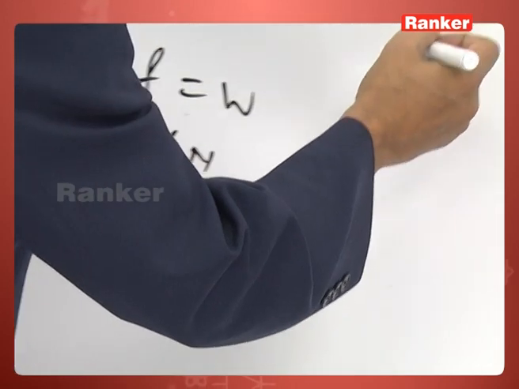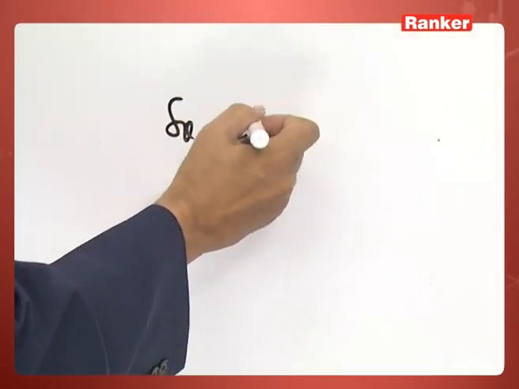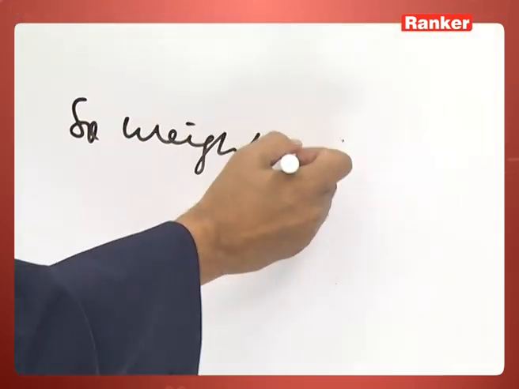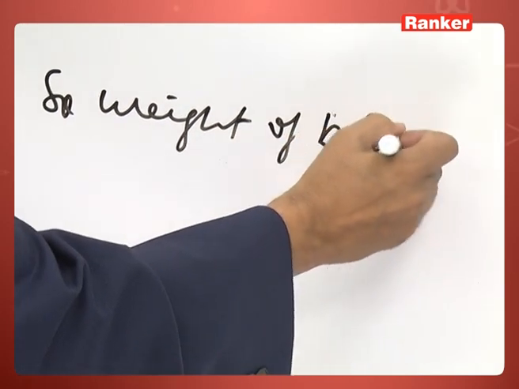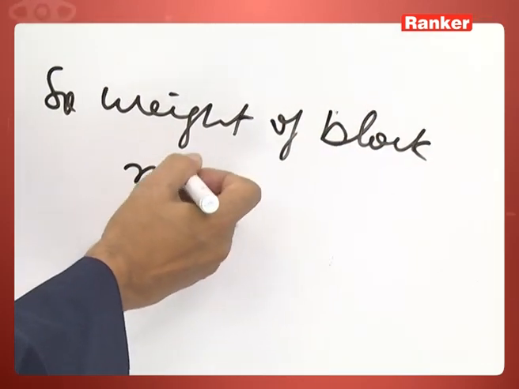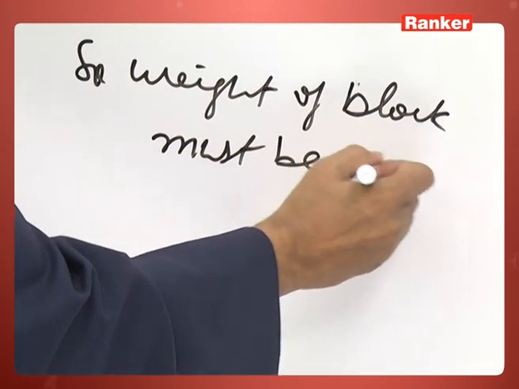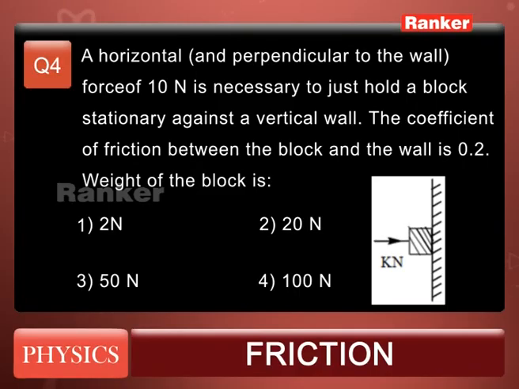So the weight of the block must be 2 Newton. So which option is correct now? Option number 1 is the correct option. This is our answer.